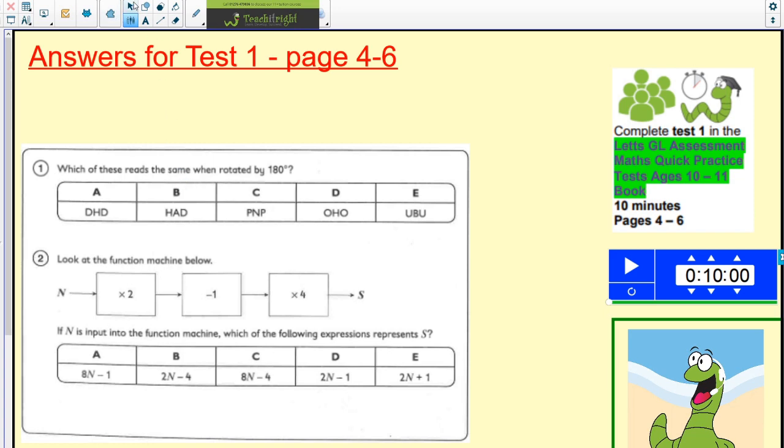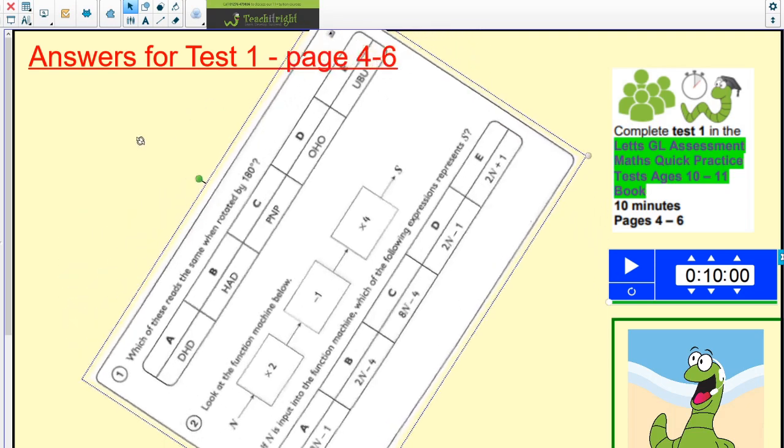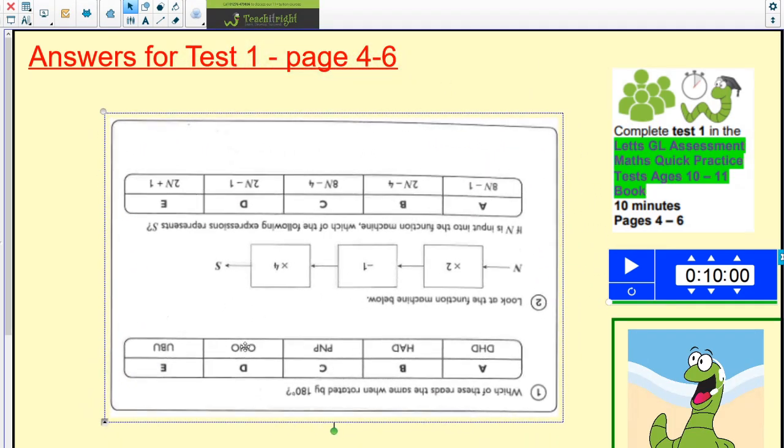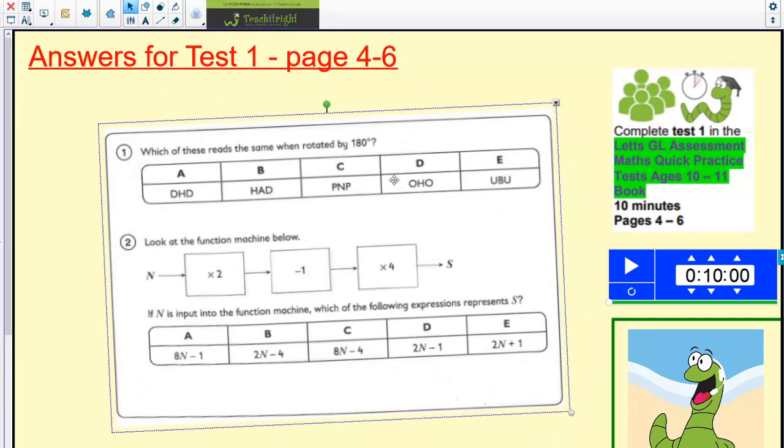Obviously, I can do this on my bit of paper, but you can do the same thing in your book by turning your book upside down. So here we go, there's mine upside down. So I'm looking for one. There's my OHO jumping out at me. If I go back around again, still OHO.